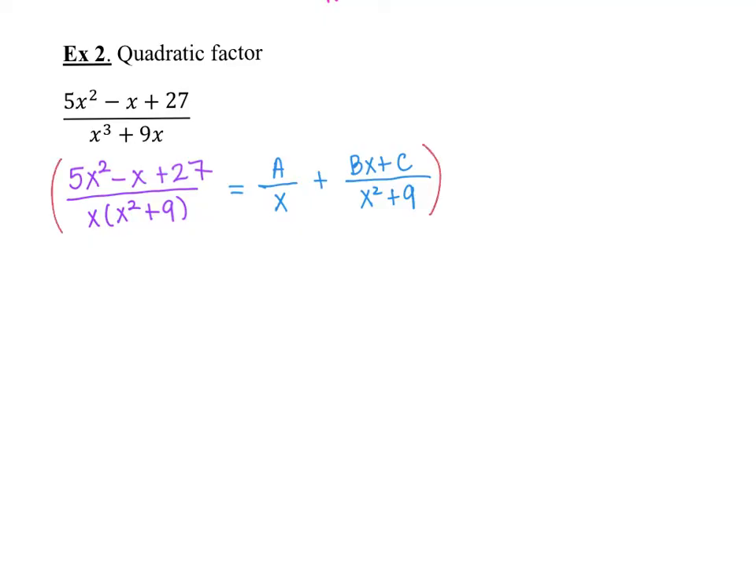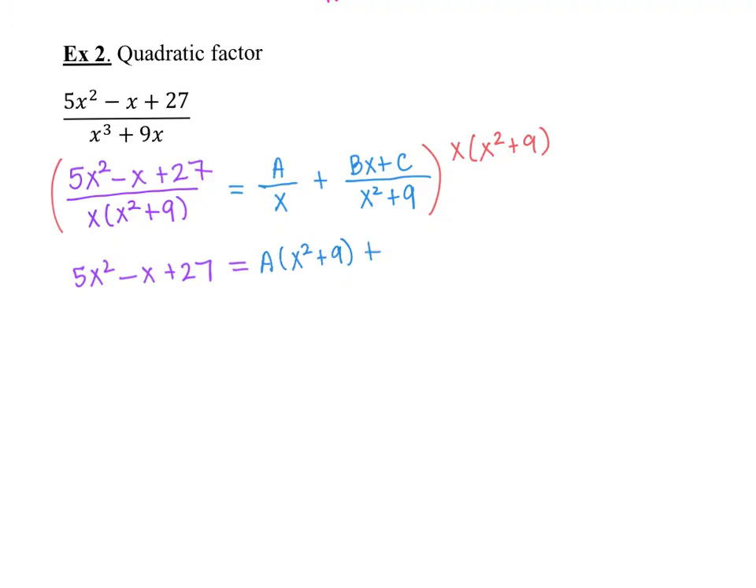So let me multiply by the common denominator, which is the x and the x squared plus 9. Okay, so for the left side of the equation, the x and the x squared plus 9 will both cancel, and I'm left with 5x squared plus 27 equals. Now when I get to this fraction, the x cancels with the x, but I'm still left with the a and the x squared plus 9, which I'm going to write out. If you would like to distribute that in your head, you can, but still show your steps.